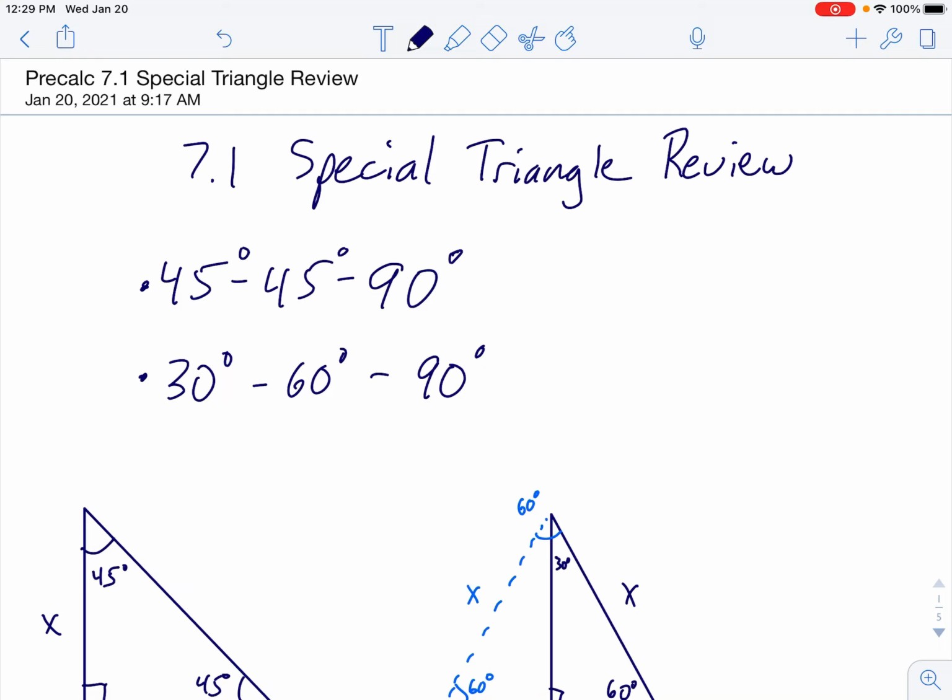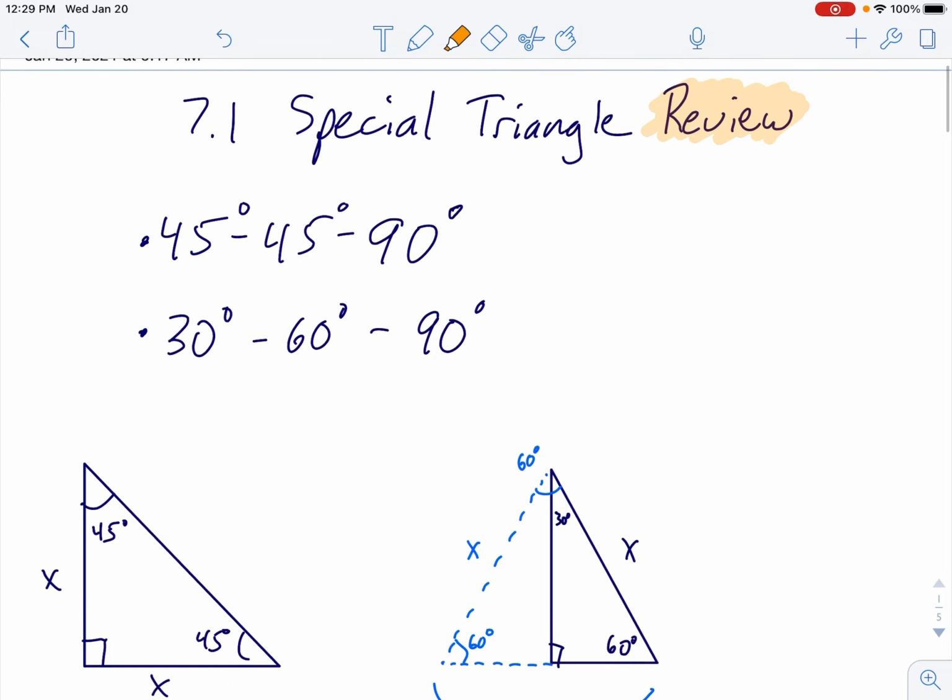She's old. Okay. So, the title of today's lesson is 7.1 Special Triangle Review. It's called Review because it is a geometry lesson. But moving into the next thing we're going into, you have to have this knowledge. So I'm taking a day to go over it.